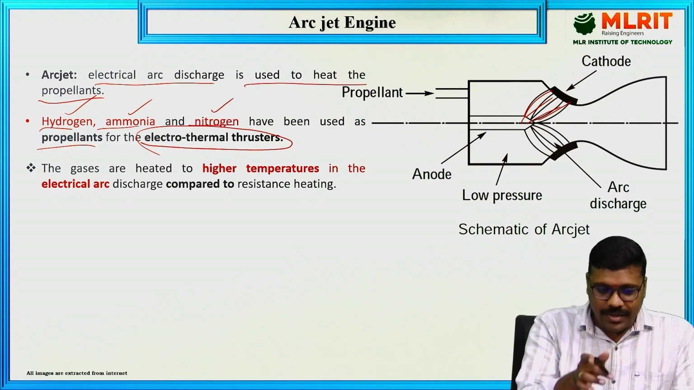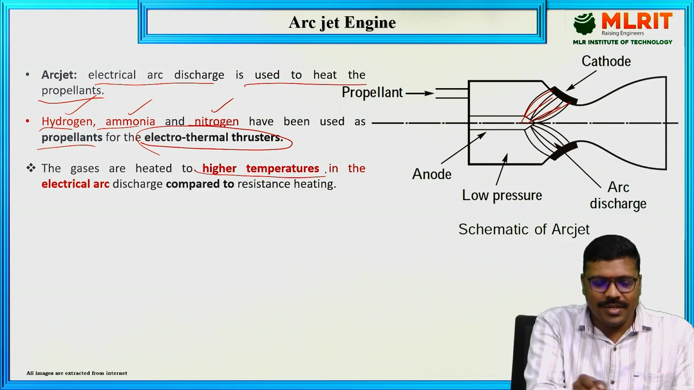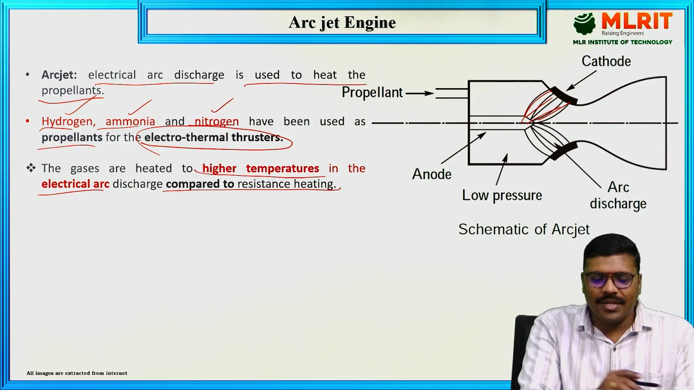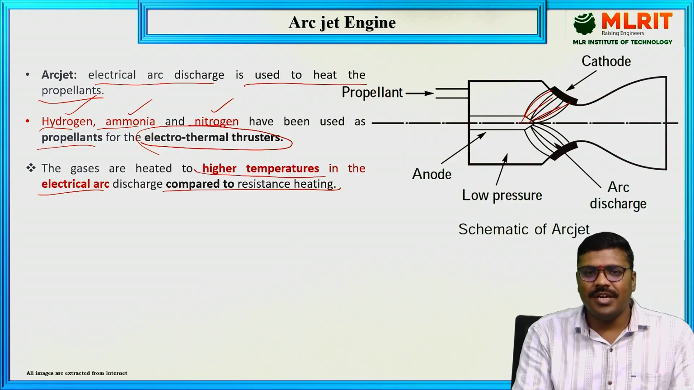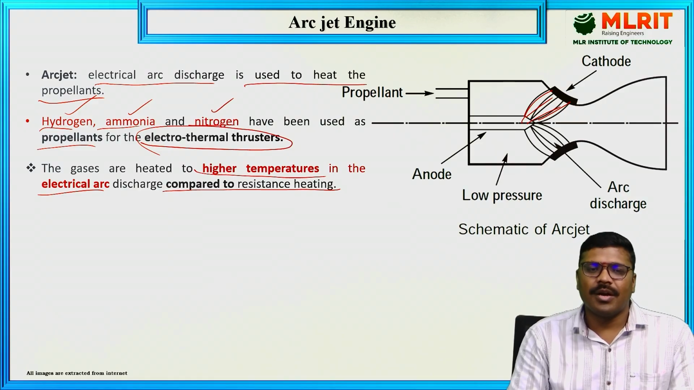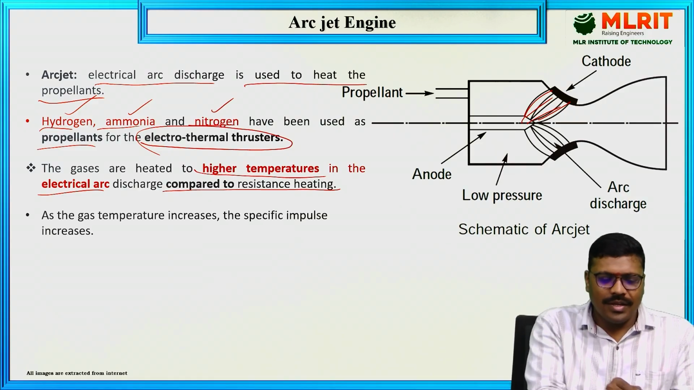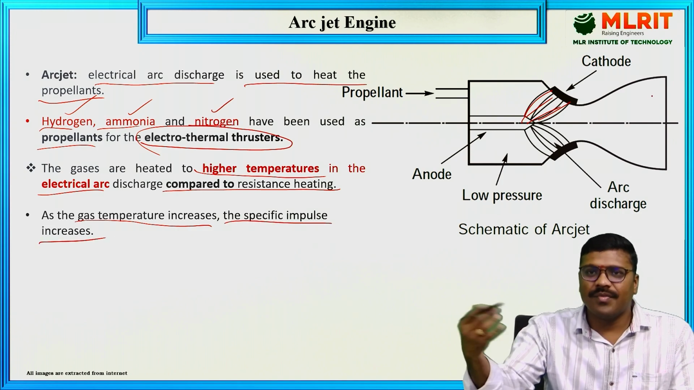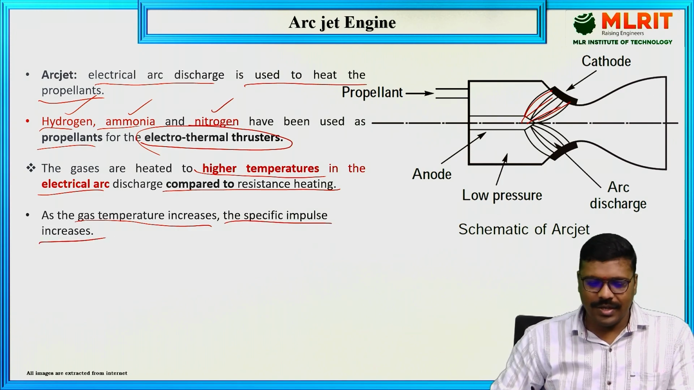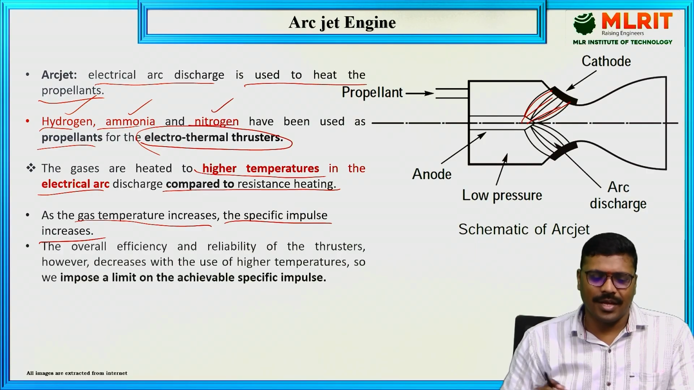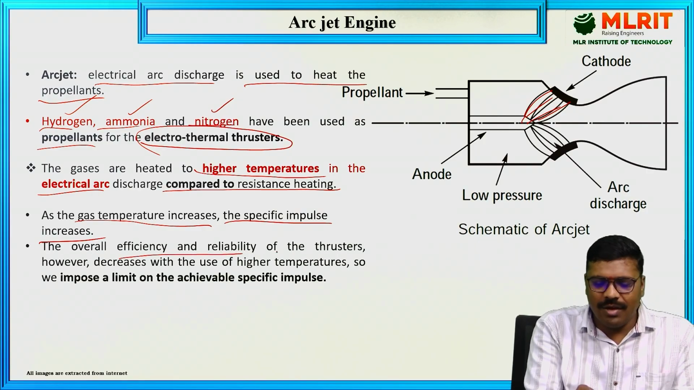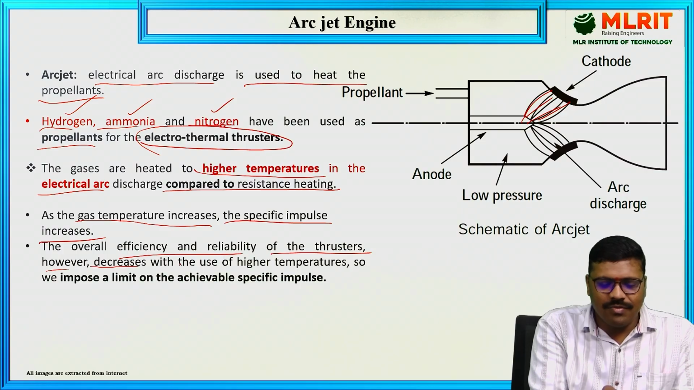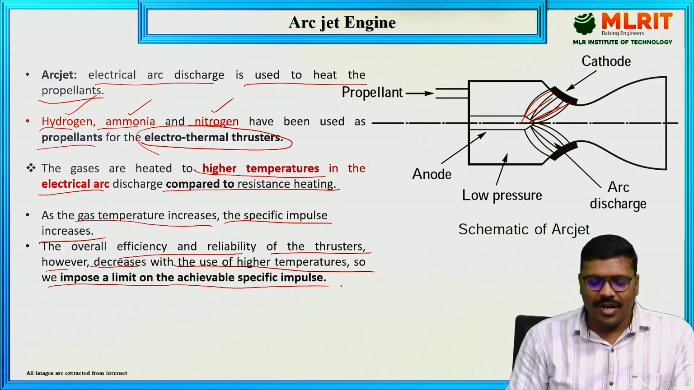Next, these gases are heated to higher temperatures in the electrical arc discharge compared to resistance heating. When compared to the resistor jet, the temperature attained by the gases in the arc jet is more. As the gas temperature increases, the specific impulse increases. The propellant velocity increases based upon the temperature attained by the gases. The overall efficiency and reliability of the thrusters, however, decrease with the use of higher temperature. So we impose a limit on the achievable specific impulse.